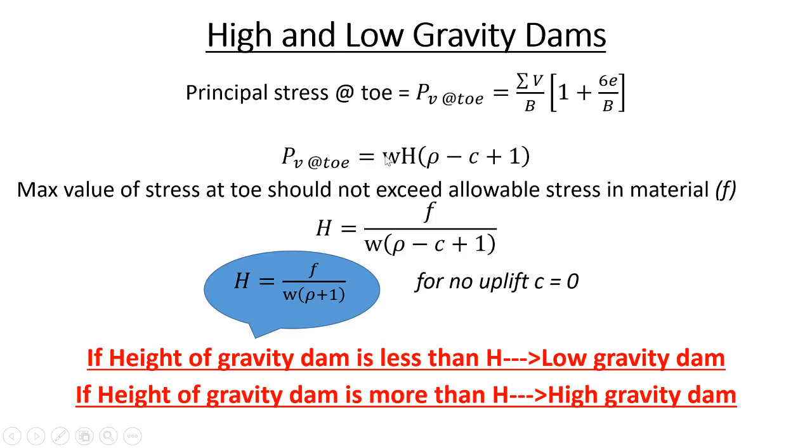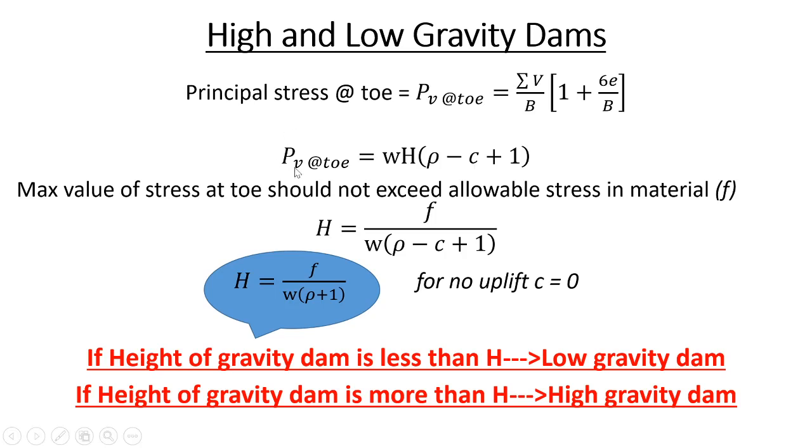principal stress at toe equal to w into h into rho minus c plus 1, where w is the unit weight of water, capital H is the height of water at upstream, rho is the specific gravity of the material, and C is the uplift pressure coefficient.